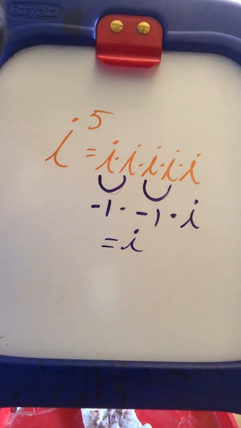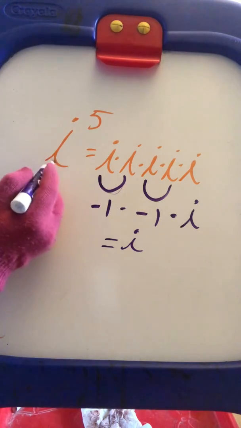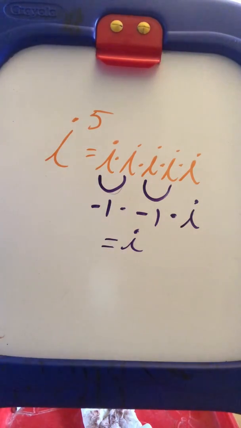So you're going to notice with imaginary numbers, some weird things start to happen. I to the 5th becomes I, where when we just did I to the 4th, it became 1. So the I totally disappeared.